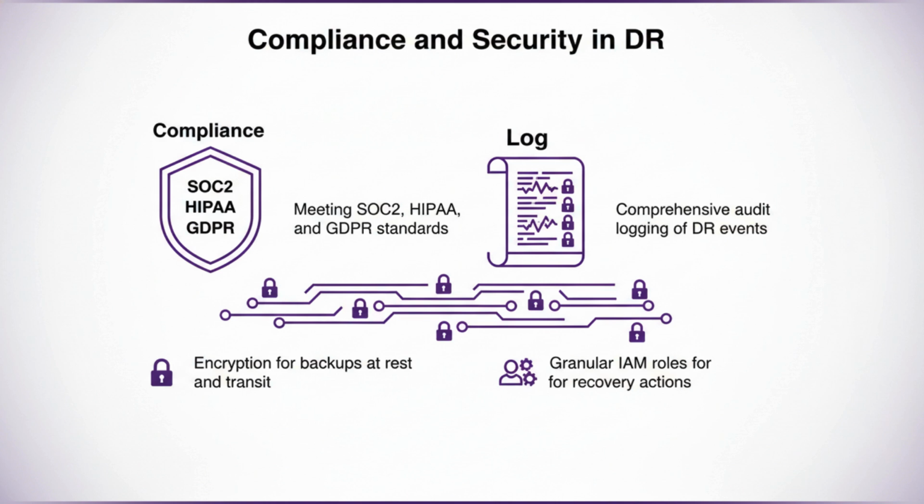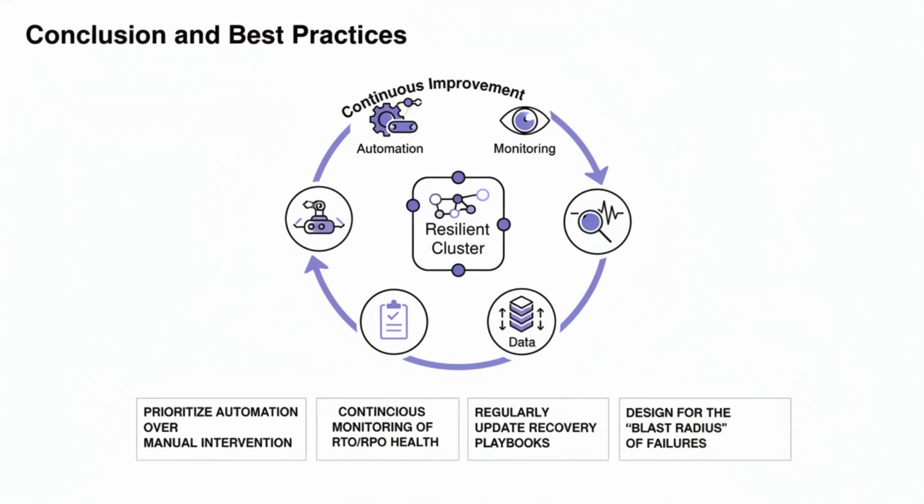Audit logs should capture every step of the recovery process to provide evidence of compliance during an audit. This includes logging who triggered the failover and what actions were taken by automated systems. Security must be baked into the DR plan from day one, ensuring that a disaster does not become a data breach as well. That concludes our look at a disaster recovery plan for large-scale Kubernetes clusters.